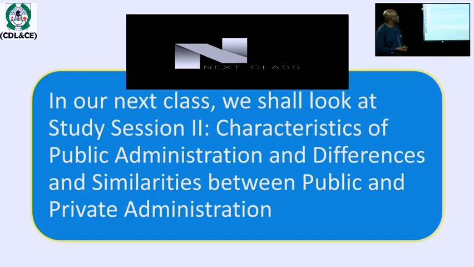So in our next class, we'll be looking at study session 2. In study session 2, we'll be looking at the characteristics of public administration. We'll also be looking at the differences and the similarities between public administration and private administration.